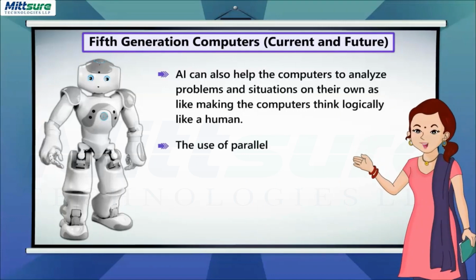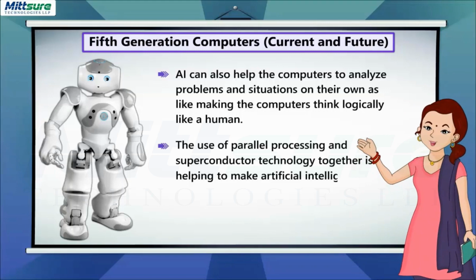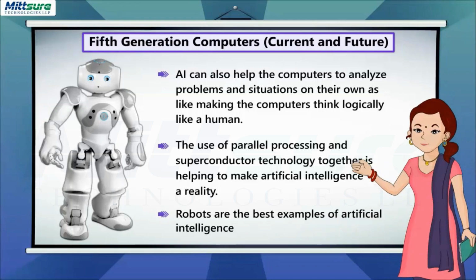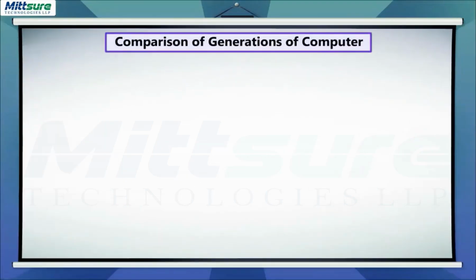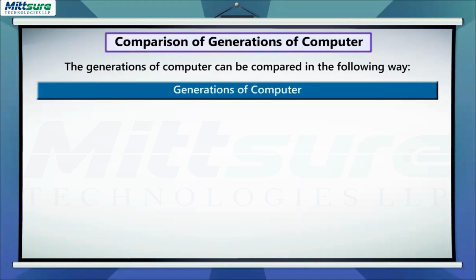The use of parallel processing and superconductor technology together is helping to make artificial intelligence a reality. Robots are the best examples of artificial intelligence. Comparison of generations of computer. The generations of computer can be compared in the following way.